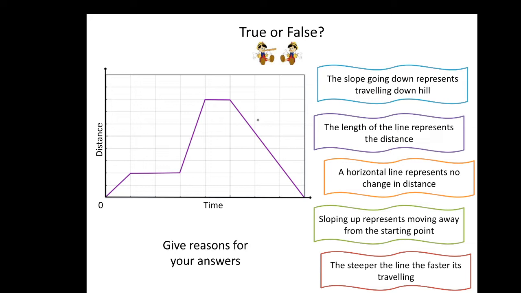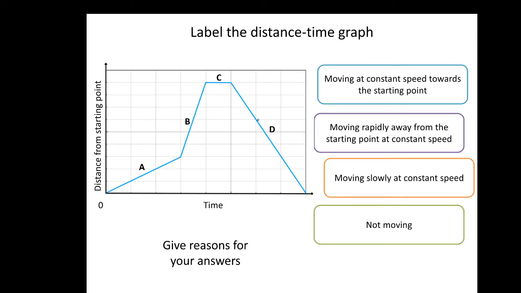Okay, are you right? So the first one, the slope going down represents travelling down a hill. No, it does not. It means going back to the start point. Now the length of the line represents the distance. No, the height is the distance, not the length. The horizontal line represents no change in distance, yeah, because you're not going anywhere. Sloping up represents moving away from the start point. Yeah, we're moving away, that's true. The steeper the line, the faster it's travelling. Yes.